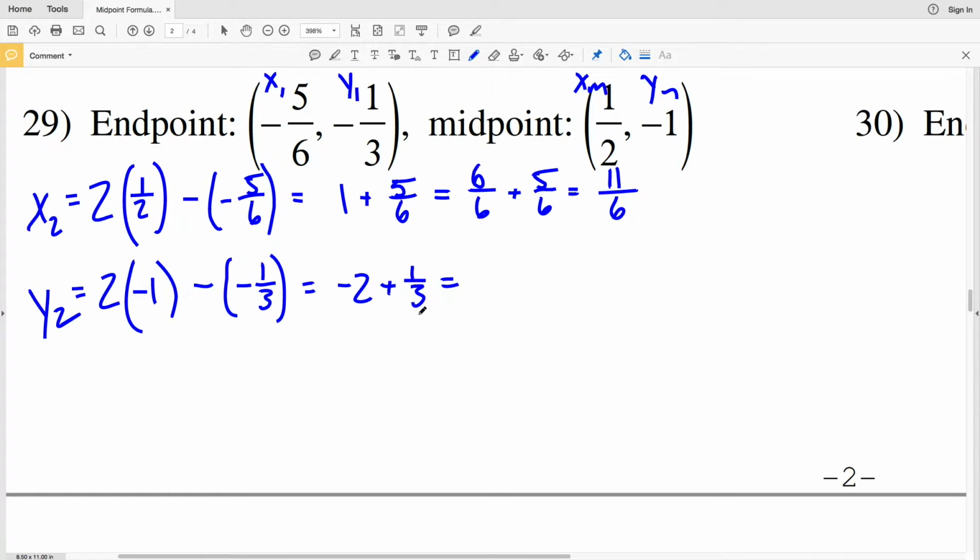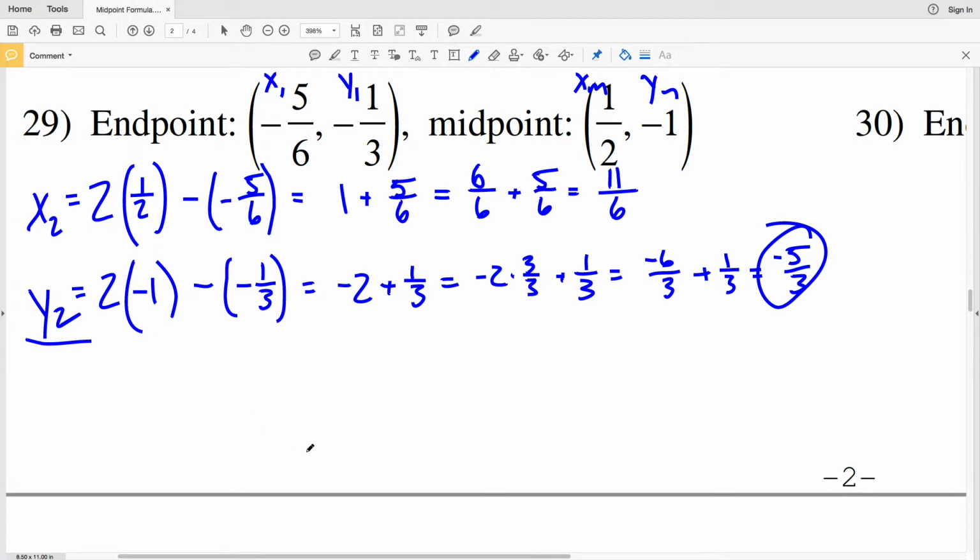Now, in order to add these fractions, I need a common denominator. So this negative 2, I'm going to change so that it's over 3. So I'm going to multiply by 3 over 3. So negative 2 times 3 over 3, so multiplying negative 2 by 1, and then adding that to 1 third. Negative 2 times 3 is negative 6, so I'll have negative 6 thirds plus 1 third, which is equal to negative 5 thirds. And I got negative 6 thirds, and you can double check, negative 6 divided by 3 is indeed negative 2. So negative 5 thirds is my y-coordinate for my endpoint. So 11 sixths, negative 5 thirds.